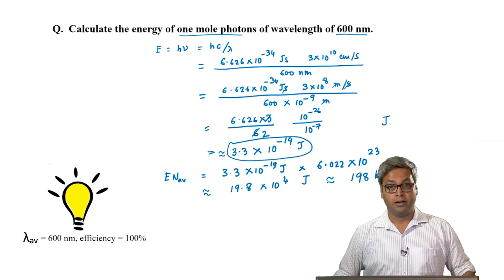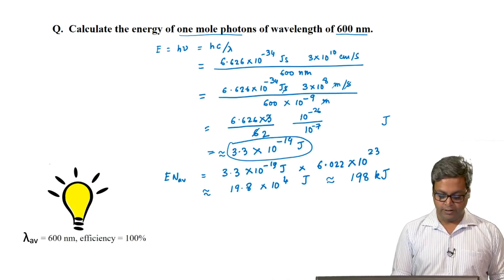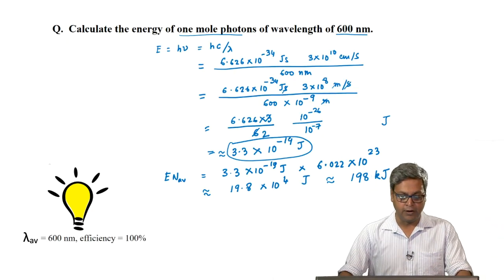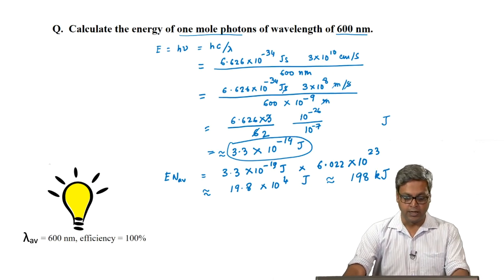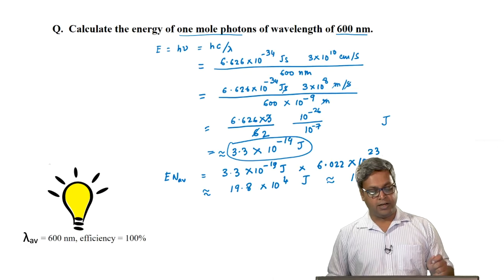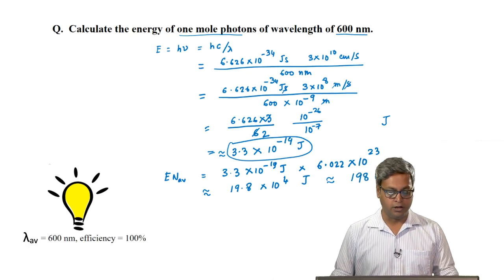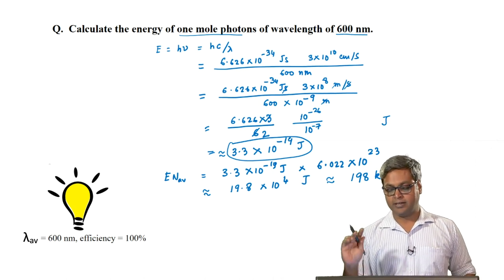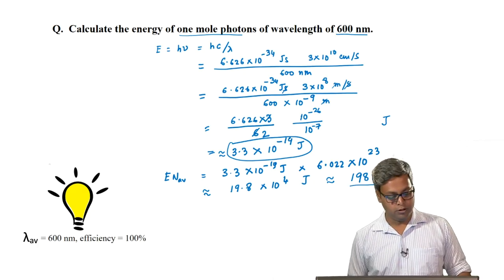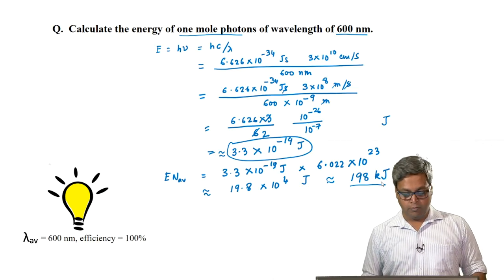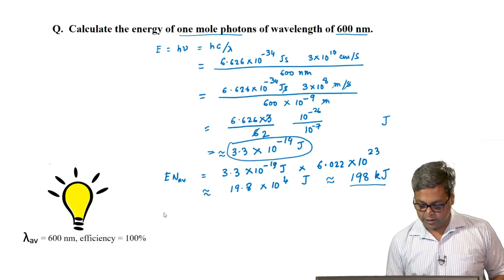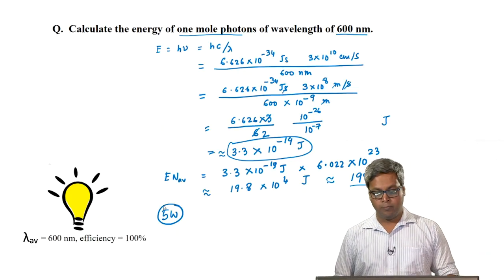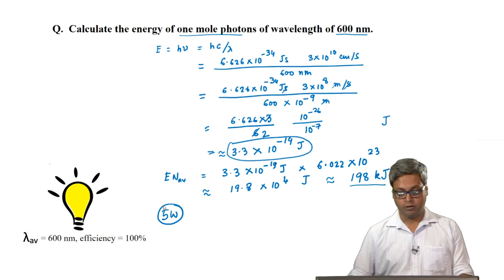So, what does it mean? Let us say we have an LED bulb and the average wavelength of light emitted from the bulb is 600 nanometer. And let us say the efficiency of this bulb is 100%. That means it is converting the electrical energy into light and that conversion is 100%. Now, if the energy of 1 mole of photons at 600 nanometer is 198 kilojoules and if the power of the bulb is, let us say, 5 watts, then we can see how long it takes for this bulb to create 1 mole of photons.